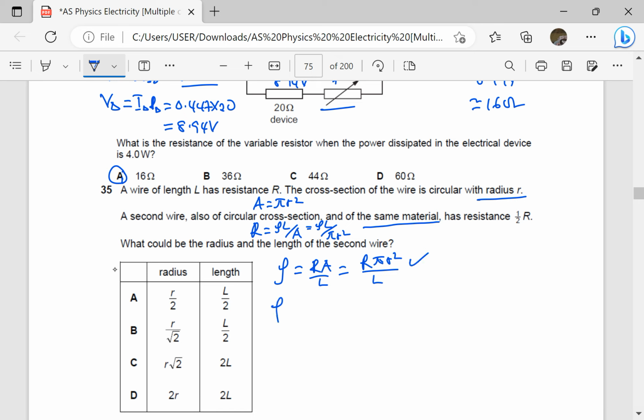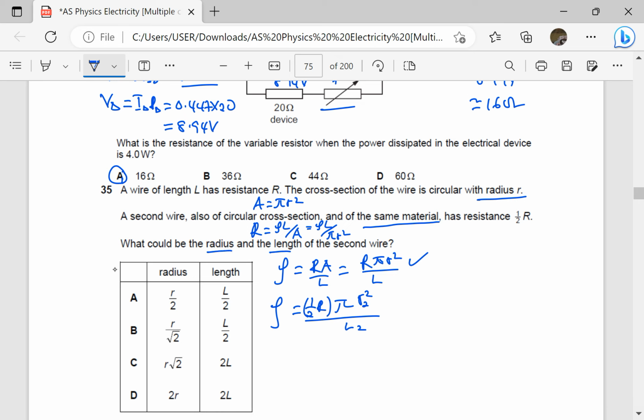Let's look at the second wire. Because it's the same material, resistivity is the same. Resistance is half R, so where there is R, I'll put a half R times pi times the radius. We don't know its radius, so I'll call it r2 squared, divided by its length. We don't know its length either, so I'll call it L2.